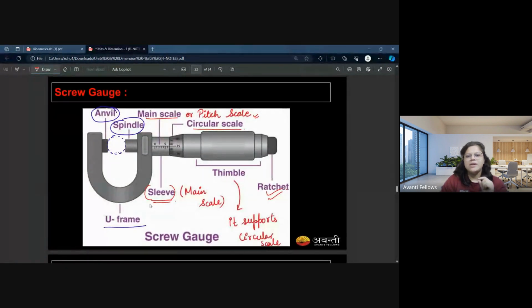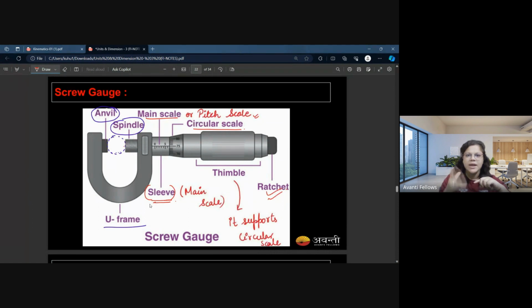At the point when the anvil and the spindle are touching each other, it means there is no object in between them. In that situation, what is going to happen? This circular scale completely covers the main scale. You cannot see a single division of the main scale at that point. Once you turn this thimble, this sleeve slowly discovers itself. You can now read the readings on that main scale.